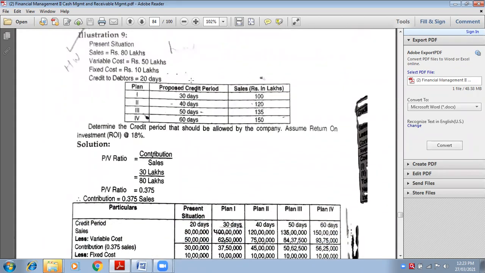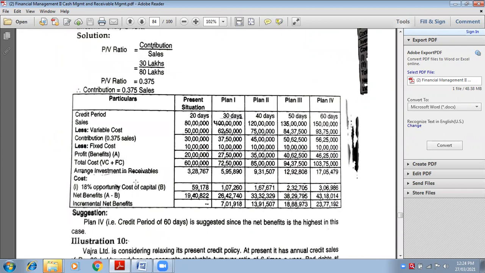So your total cost will match with opportunity cost because there are three costs: opportunity, bad debts, and administration cost. So all the cost will be added and you will get total cost. Write down the total cost, block B. And same answers: 59,178, 1,07,260 for plan 1, 1,67,671 for plan 2. Same answers will be brought down to total cost column and put it in block B.